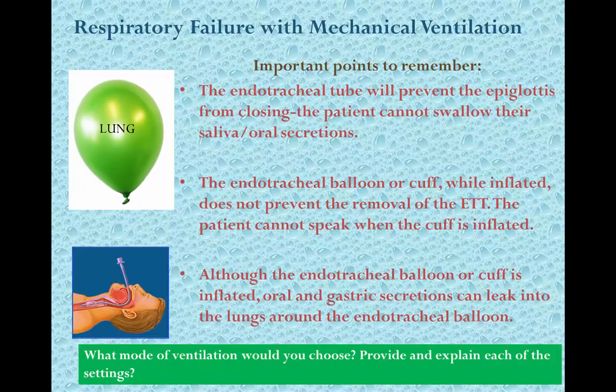So the important points to remember is that the endotracheal tube will prevent the epiglottis from closing. The patient can't swallow. There are secretions, which also means with the balloon inflated, that air cannot come up through the lungs and cross over the vocal cords, and that's why the patient cannot speak when the cuff is inflated. And although the endotracheal balloon and cuff is inflated, oral secretions and gastric secretions can still leak into the lungs. So there's some other methods that we're going to have to use to protect our patients.